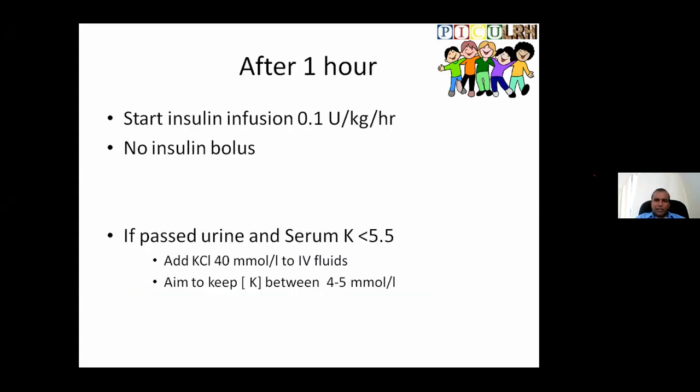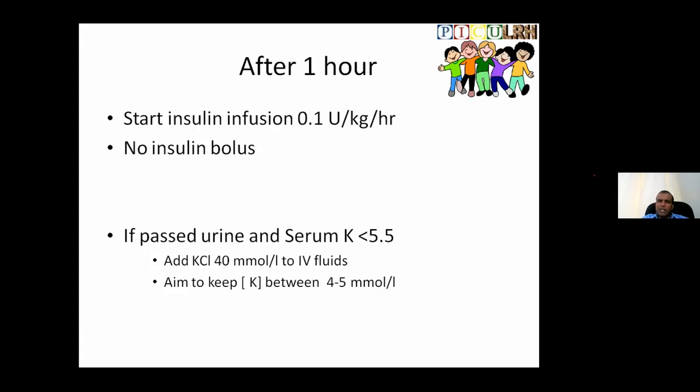So after 1 hour, you are starting insulin. Insulin is always 0.1 units per kg per hour. There's no halfway, and please don't use insulin boluses. Before starting insulin, you have to think about this also. If the child has passed urine and the potassium is less than 5.5, with insulin you are starting potassium also. Already dextrose is there in the body, so it's like giving insulin and dextrose.